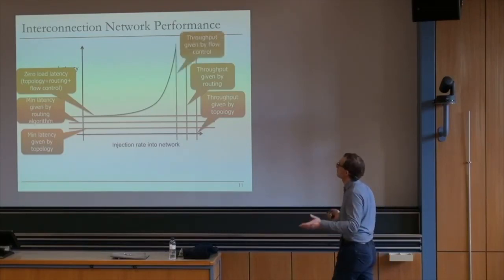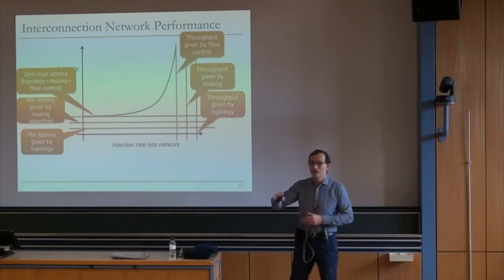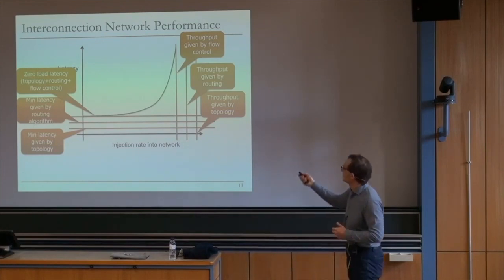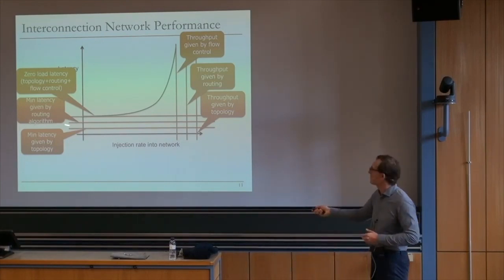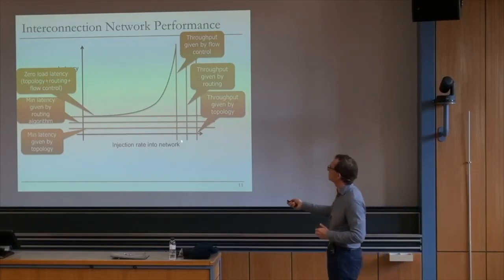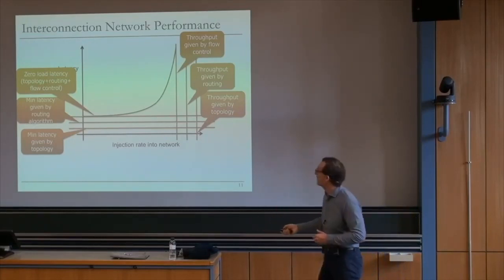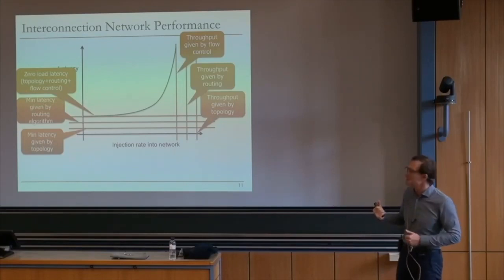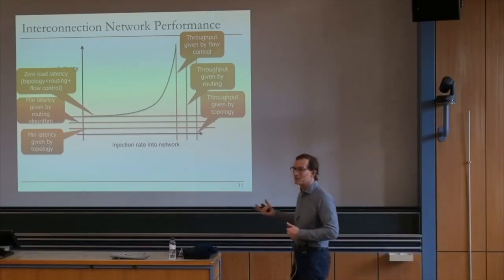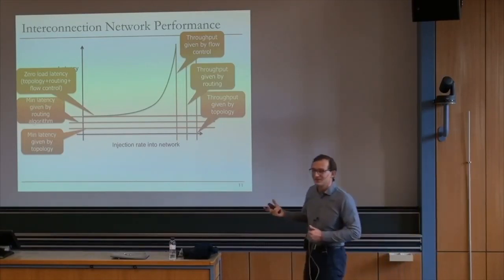And then on top of that, you lose some throughput because of your flow control mechanisms. And as a result, you reach this asymptote over here. So you're bounded by two asymptotes, the latency asymptote and the throughput asymptote. And they're all affected by, firstly, your topology, and then your routing algorithm, and then your flow control mechanisms. It's good to think about that.